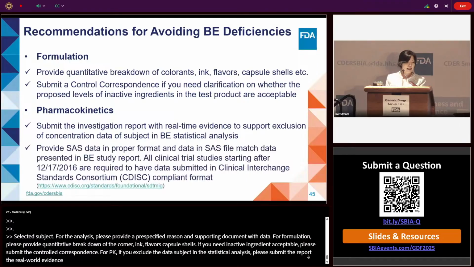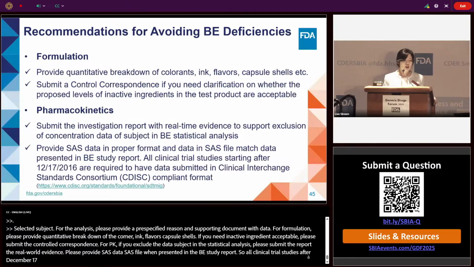Please provide SAS data in proper format of data in SAS file, which match with the data presented in the BE study report. So all clinical trial studies starting after December 17, 2016 are required to have data submitted in CDISC compliant format, which lists detailed information in this link.